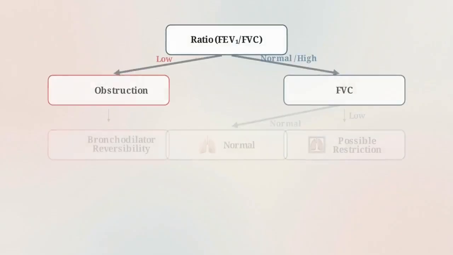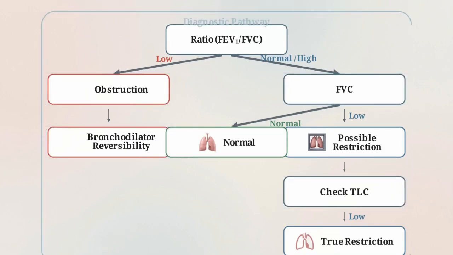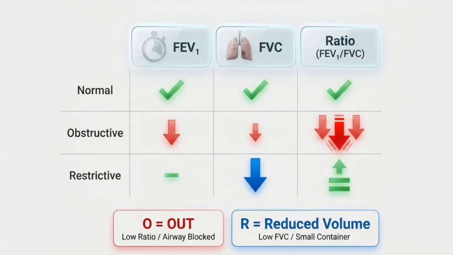This logic gate, ratio, FVC, and confirmation through TLC or bronchodilators, provides a structured diagnostic pathway. We can consolidate this entire sequence into a simple matrix for clinical recall. In obstructive disease, FEV1 and FVC may both drop, but the defining signature is the plummeting ratio. In restrictive disease, the FVC drops significantly, while the ratio remains normal or even slightly elevated.